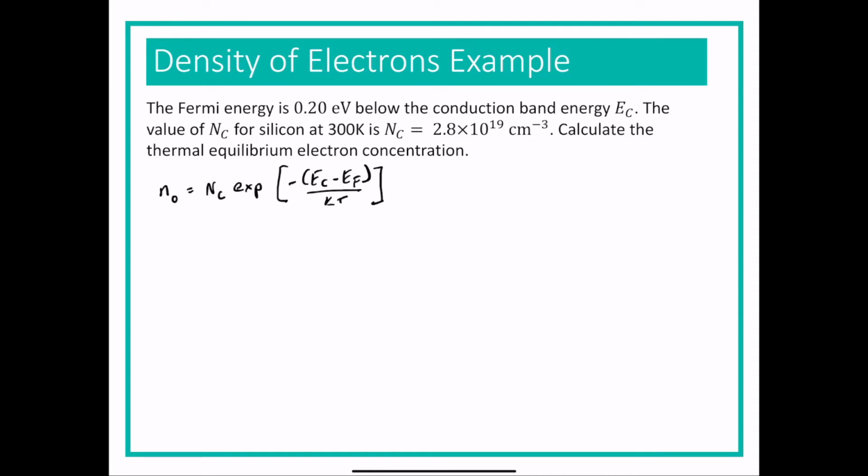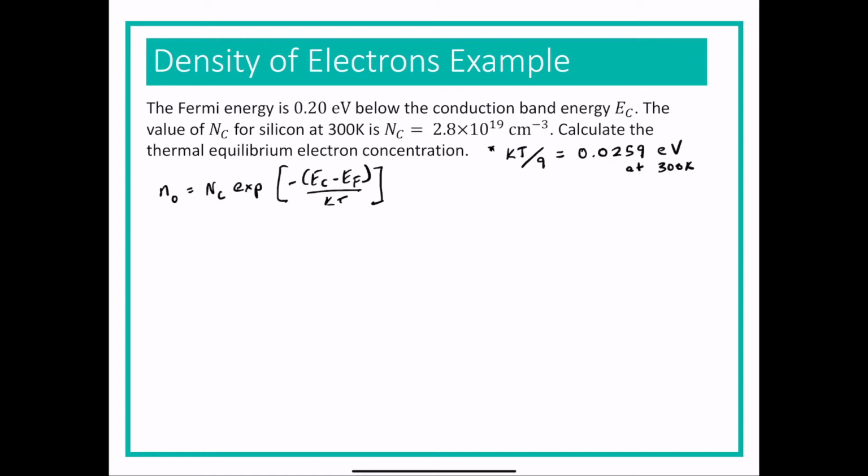And remember that I have to get KT into electron volts, so I'm actually using KT over Q, and at 300K, it's 0.0259 electron volts. We've calculated that value before. So at 300K, that is that value. It's not the value at other temperatures, but at 300K, that's the value.